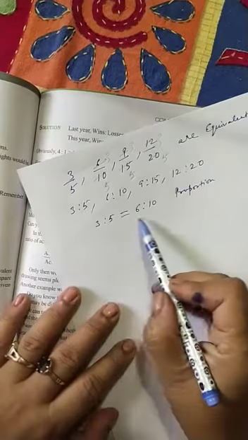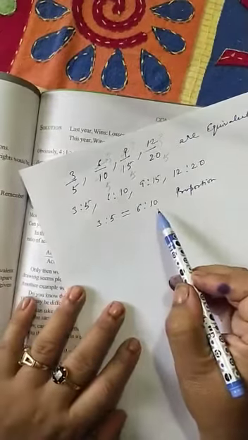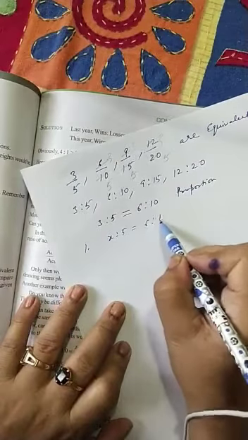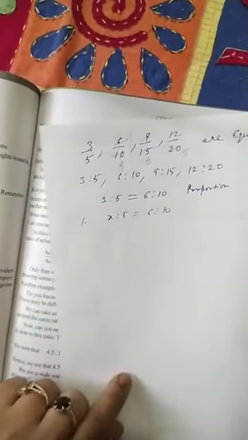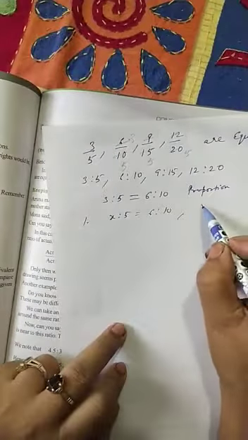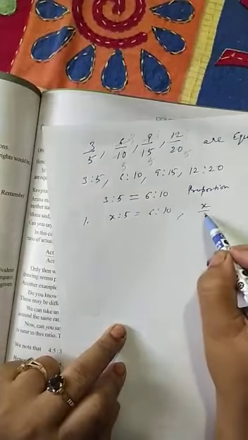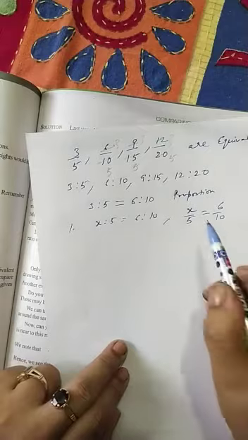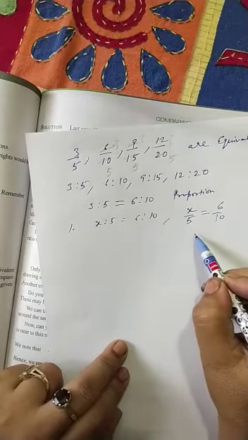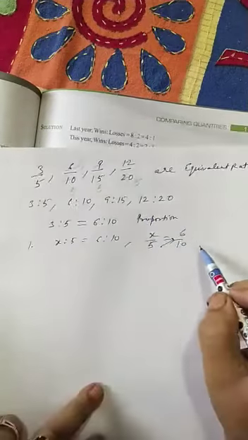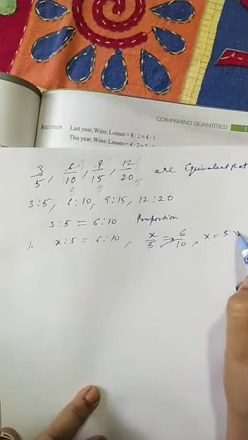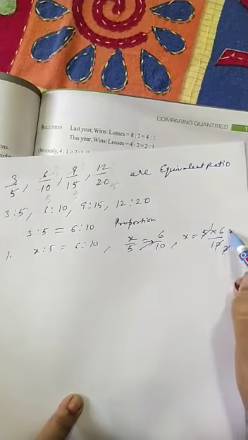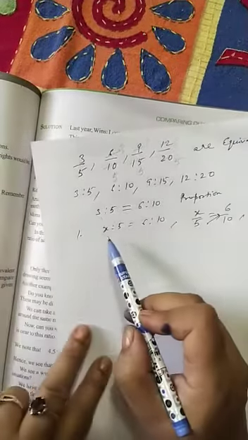So if out of 4 terms 1 is missing, we can find it. For example, x ratio 5 is equal to 6 ratio 10. So we can find x here. How? x upon 5 is equal to 6 upon 10. So x is equal to 5 into 6 upon 10. 5 ones are 5, 5 twos are 10. 2 ones are 2, 2 threes are 6. So x is equal to 3.